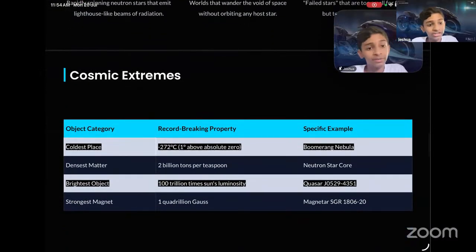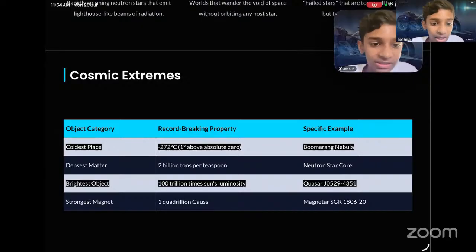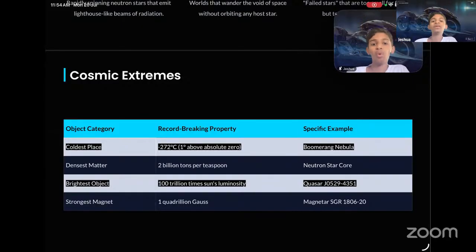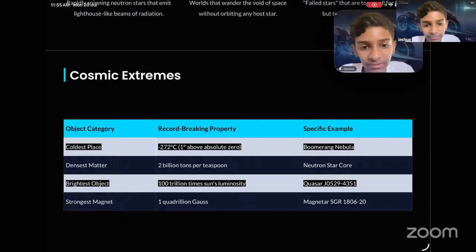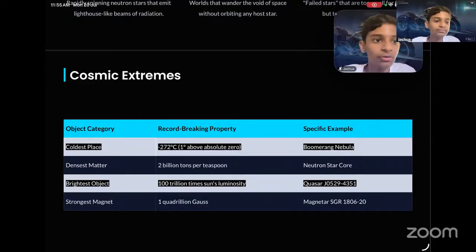Cosmic extremes. The object category here is the coldest place, and the record-breaking property is minus 272 degrees Celsius, 1 degree above absolute zero. The specific example is Boomerang Nebula. The object category again is the densest matter, and the record-breaking property is 2 billion tons per teaspoon. The specific example is the neutron star core.